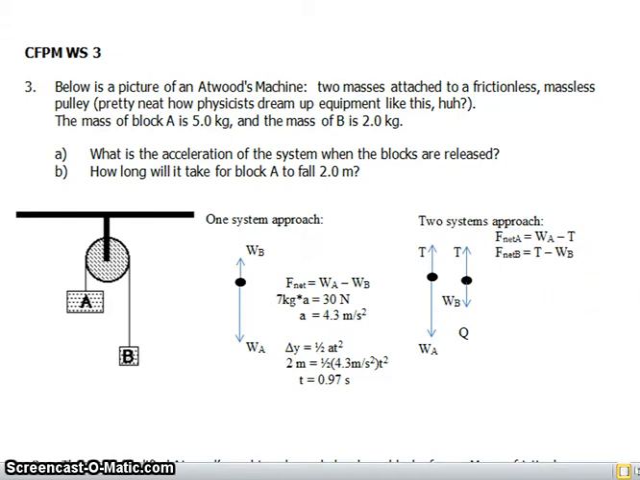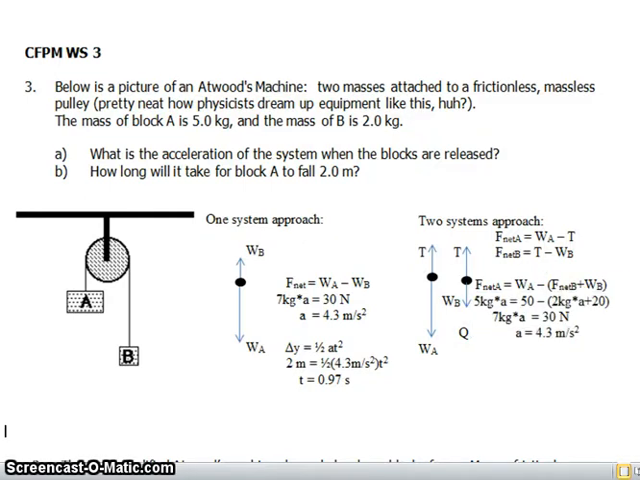F net of A equals WA minus tension because it's accelerating downward. F net of B would be equal to tension minus WB because it's accelerating upward. That's why you do that particular order. You can solve it for T and then plug into the other equation. So F net equals WA minus the quantity F net B plus WB. So we plugged in what tension is.